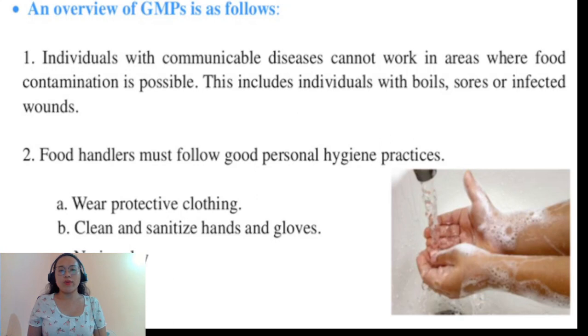First, individuals with communicable diseases cannot work in areas where food contamination is possible. This includes individuals with boils, sores, or infected wounds. Second, food handlers must follow good personal hygiene practices. As you can see in the picture: wear protective clothing, clean and sanitize hands and gloves, and wear no jewelry. You can see in the picture the hands being washed, also the forearm.